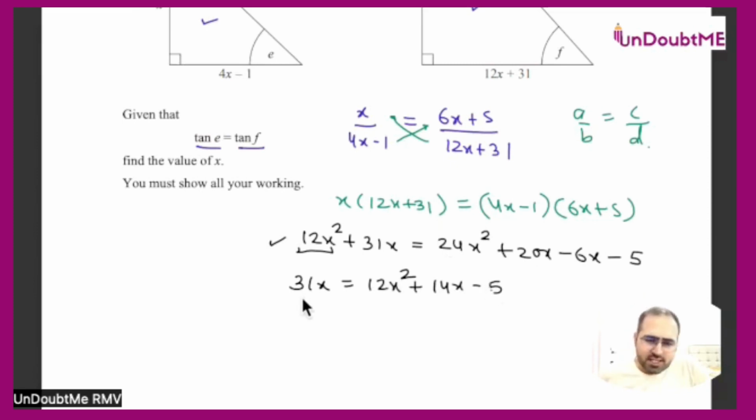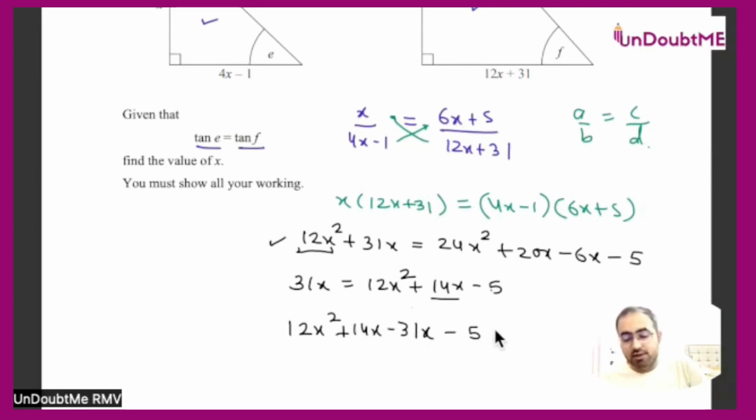And my main target is to create an equation to send everything on one side. On one side, we'll keep 0. So finally, it will be 12x square plus 14x minus 31x. This step is optional. You can skip it and write the direct answer if you can do it. And that will be equal to 0.